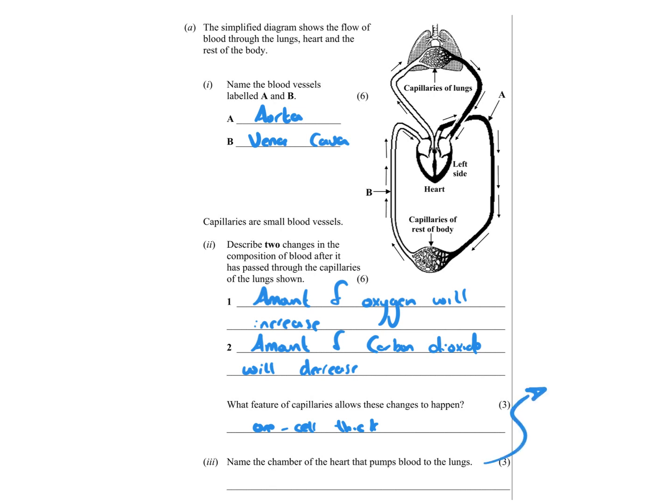Name the chamber of the heart that pumps blood to the lungs. So how or where is the blood pumping to the lungs? Well, it's this one down here because it's going to leave through this blood vessel and go to the lungs. So that's the right side of the heart, and the chambers at the bottom are the ventricles. So that's the right ventricle.